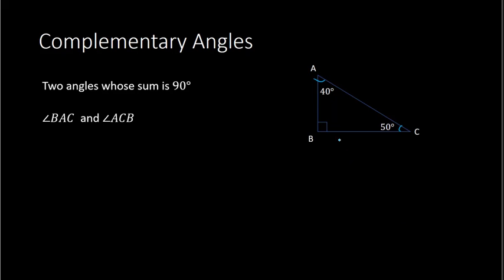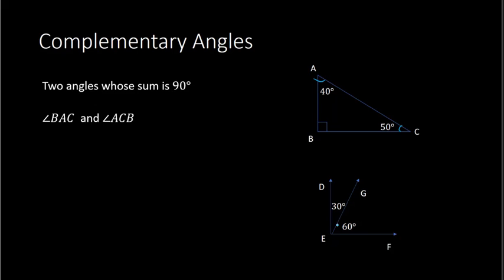Now you might be wondering, well, what about angle ABC? This is 90 degrees, right? Well, by definition, we need two angles adding to 90. So this is just one angle that is exactly 90, but by definition, we need two angles adding to 90.